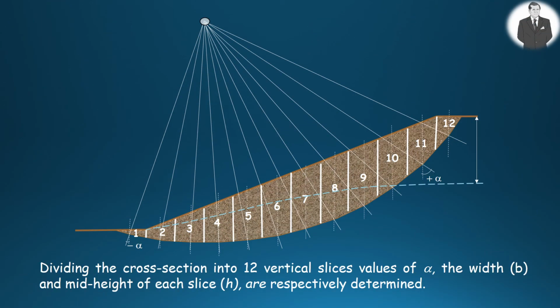The first step is to divide the cross-section into several vertical slices. In this example, the cross-section is divided into 12 vertical slices, and the values of alpha, the width, and the mid height of each slice are respectively determined.